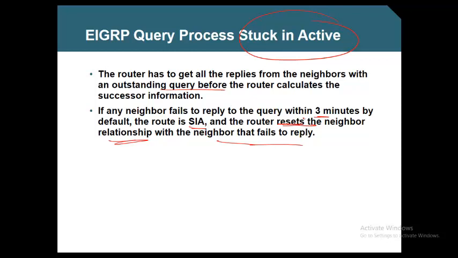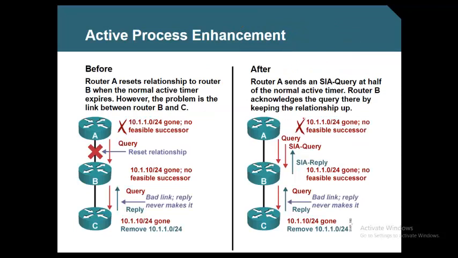Now you see, same thing what I said, it is explained. If you don't have stuck in active configured, it will send a query, wait, and after 3 minutes it will reset the relationship. Whereas if you have stub configured, every router is going to send what they are capable of, and it will query only those networks that are possible to answer by B.